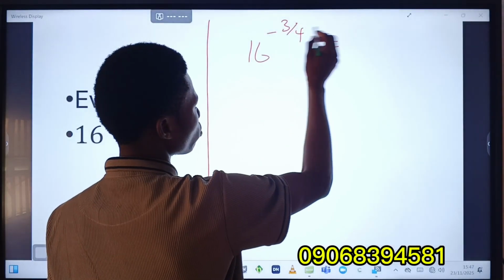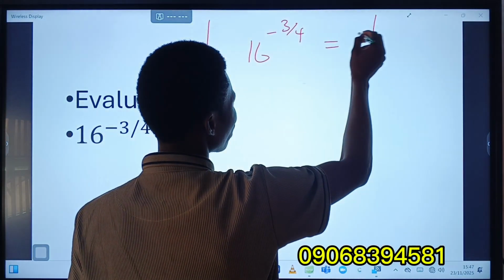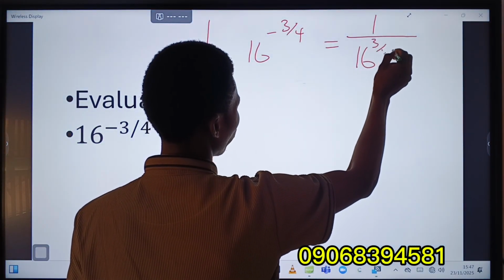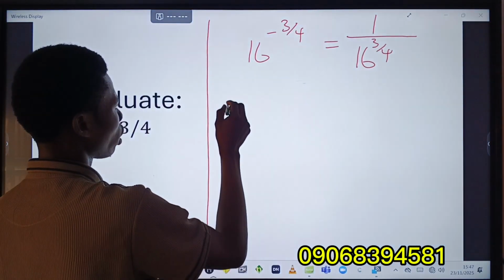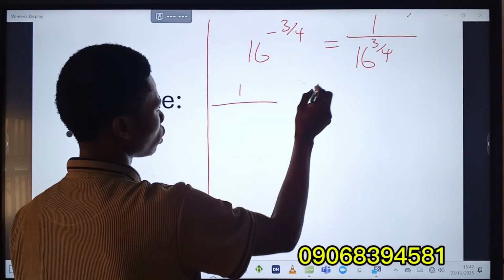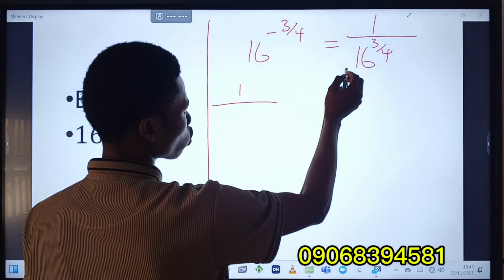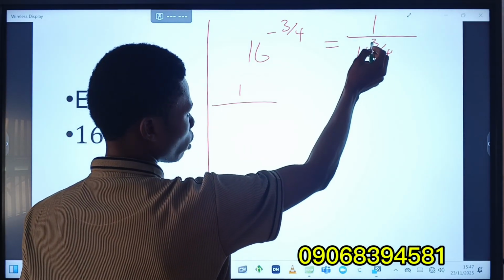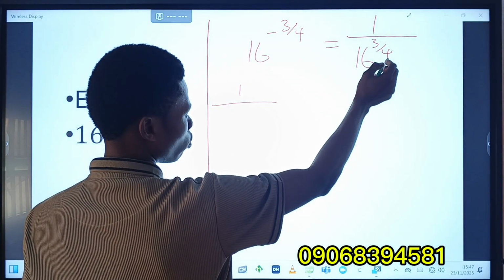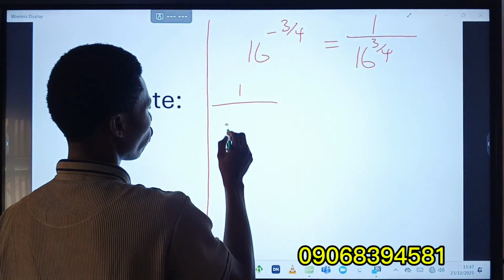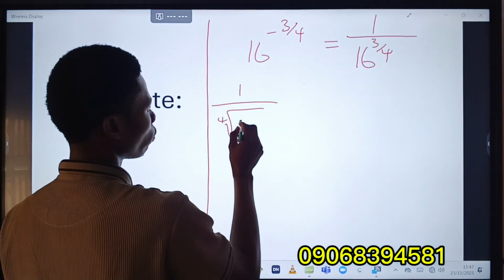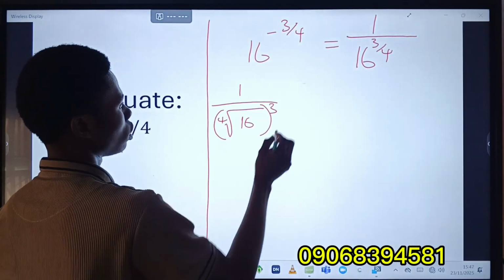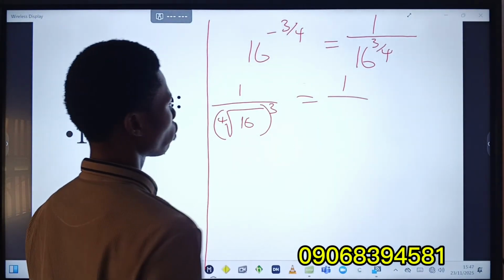To remove this minus, remember I told you, you say 1 all over 16 raised to power 3 over 4, right? And remember our power, this will become 1 over the 4th root of 16 all raised to power 3, right? This 3 as the numerator will remain. This 4 as denominator becomes the root. So I'll be having 4th root of 16 all raised to power 3. This becomes 1 over the 4th root of 16 cubed.